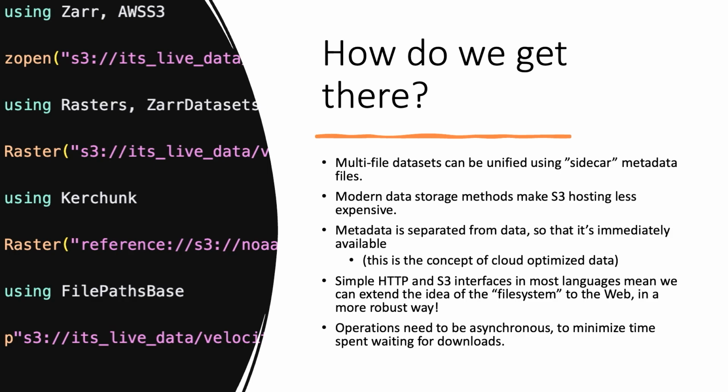So how do we get there? How do we get to this dream? On the right-hand side, I've got some little demos. You can use Zarr.jl to open some Zarr file on an S3 bucket. You can use Rasters and Zarr datasets to open some Zarr file on an S3 bucket. I recently wrote a Julia package that reads chunk manifests, which I'll talk about in a bit. So you can do that.